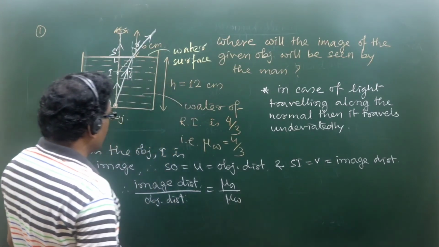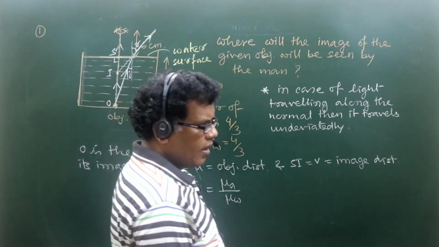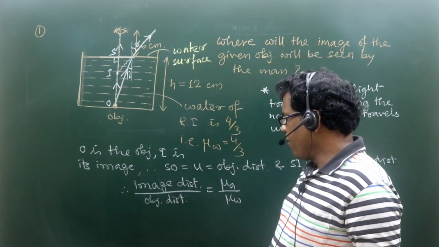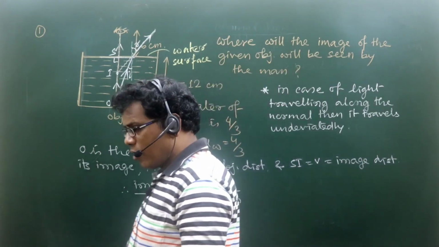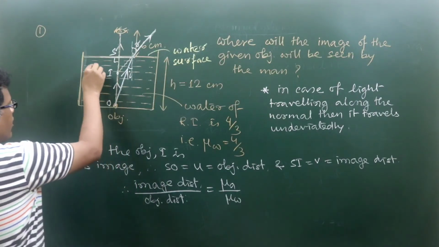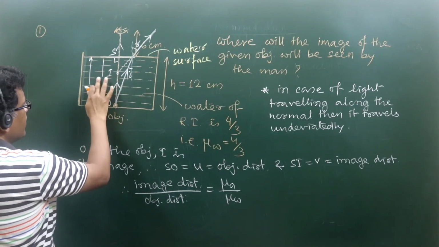For the light assumed to be traveling from water to air, according to the situation the light is traveling from water to air. So the distance measured in water will be the object distance, and all the distances are to be measured from the refracting surface only, the surface at which refraction is taking place. So image distance will be v, object distance will be u. This part is u, and this part is v.